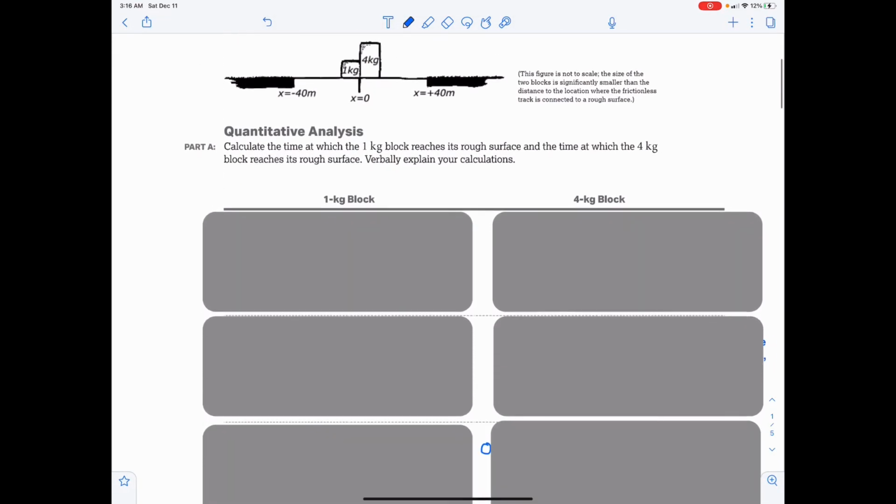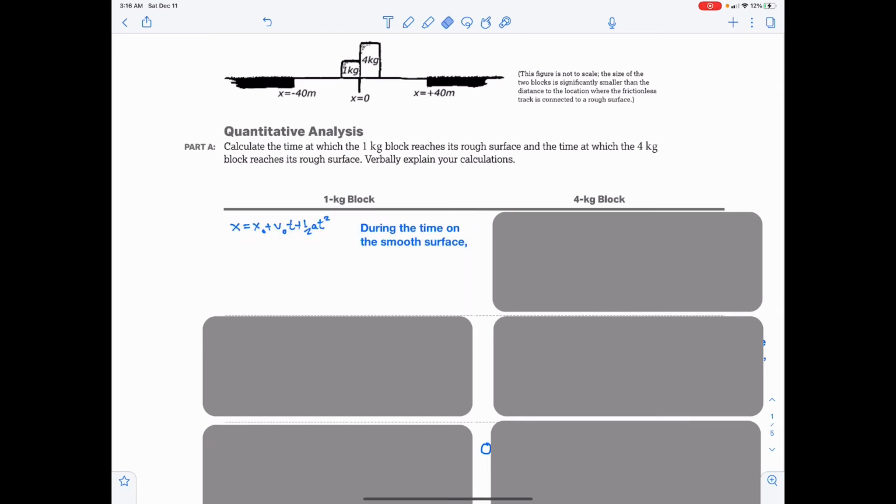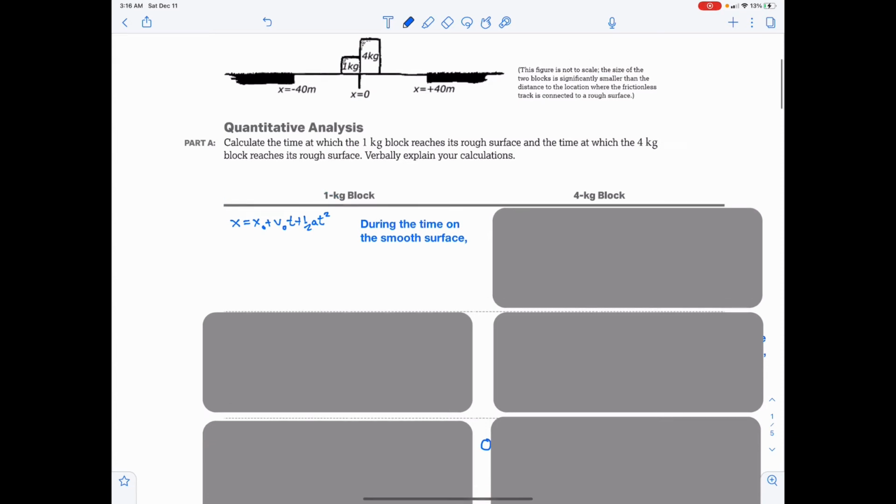Part A, calculate the time the 1 kilogram block reaches the rough surface and the time the 4 kilogram block reaches the rough surface. Explain verbally your calculations. Okay, so let's start with the 1 kilogram block first. To begin with, during time on the smooth surface, we start with the equation position as a function of time: x equals x naught plus v naught t plus 1/2 at squared.